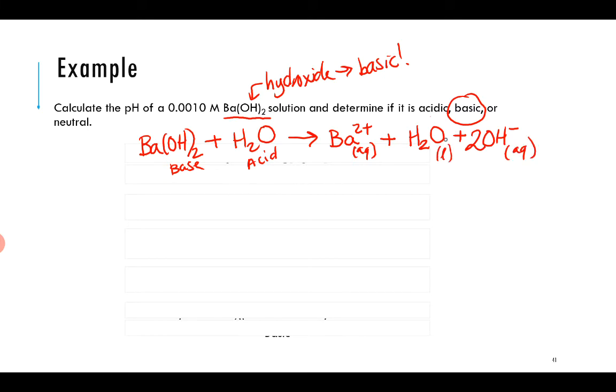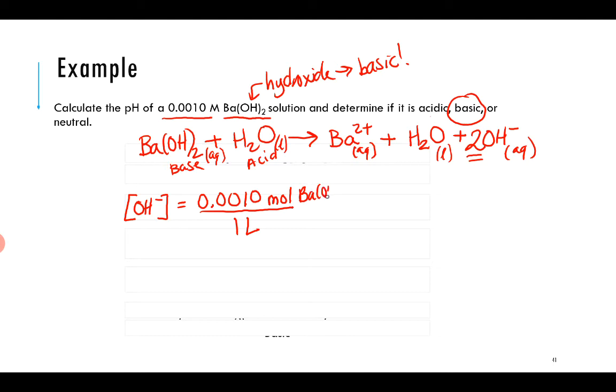Add some state symbols if you like. So what I need to know is my molarity of OH minus. That's going to be the easiest thing to find. So my molarity of OH minus will be equal to my molarity of barium hydroxide. I'm going to rewrite that as moles per liter.